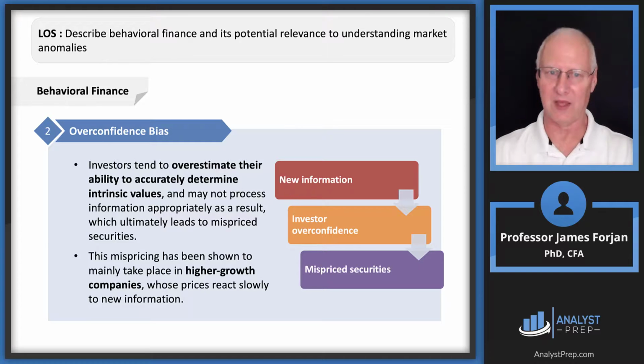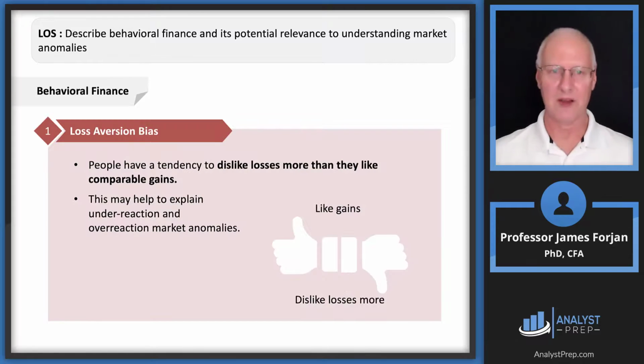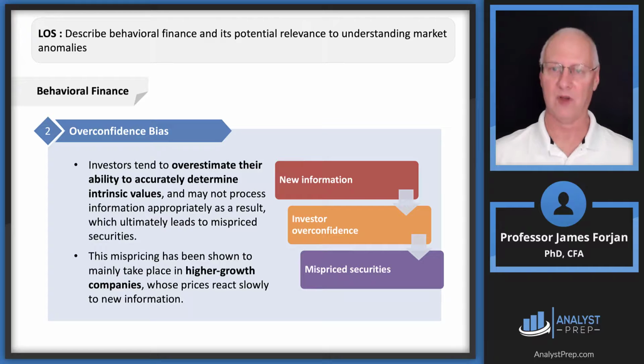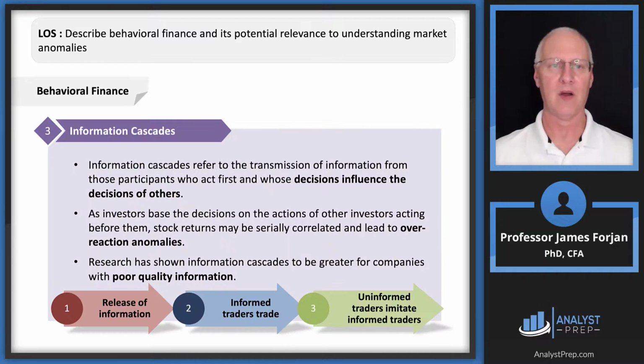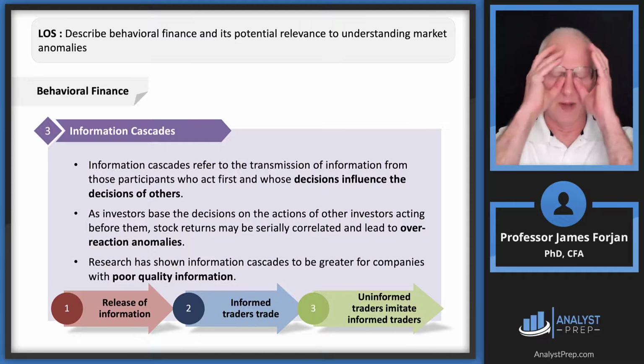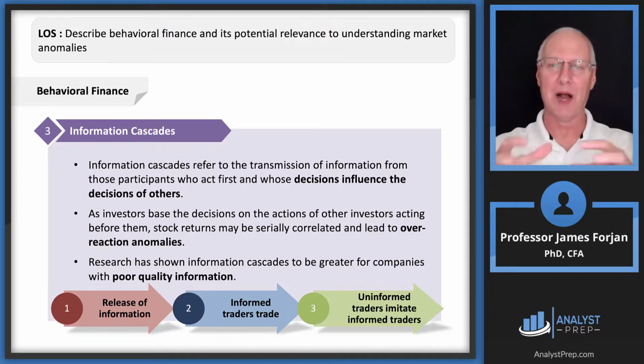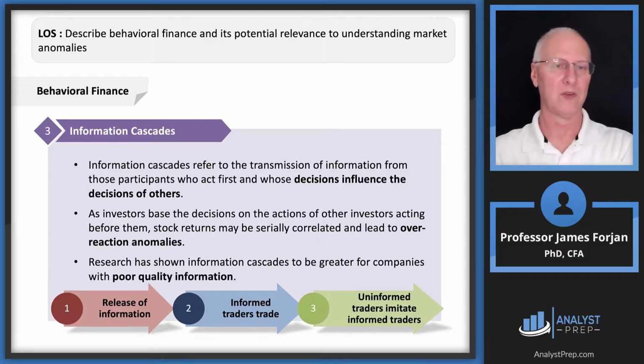But I will say this, that there is loss aversion, there is overconfidence, and there are other things. Information cascades, this is not too terribly important from my perspective, but the Institute puts it in here. So make sure that you know what this is. But my take on this is that there are pockets of inefficiency. There are, and they are mainly caused by behavioral investors who are out there influencing prices.